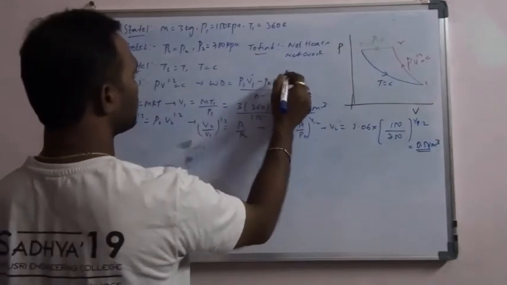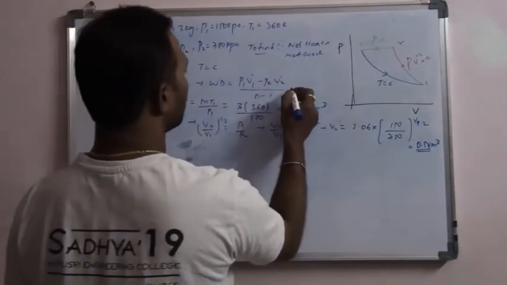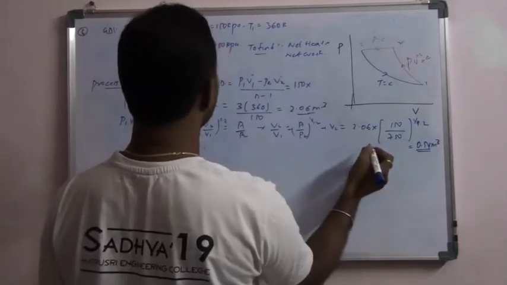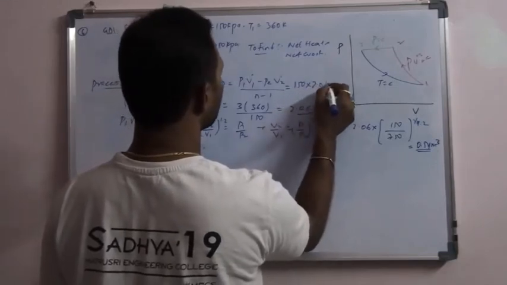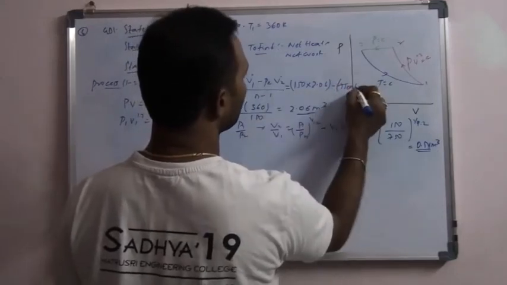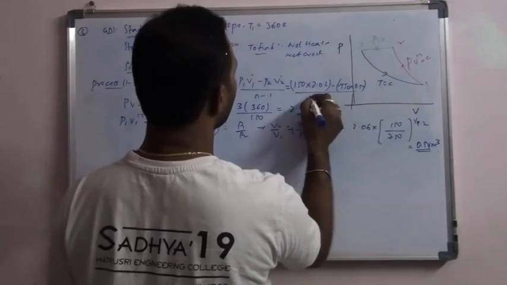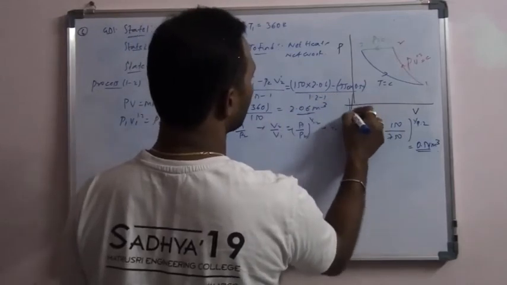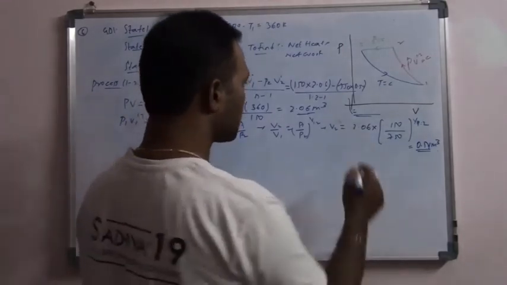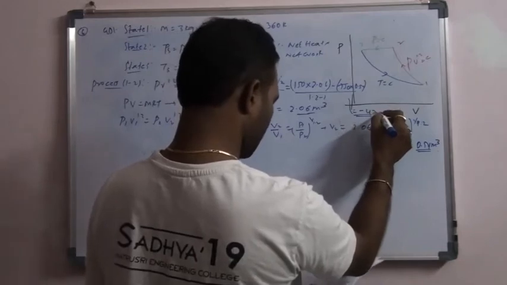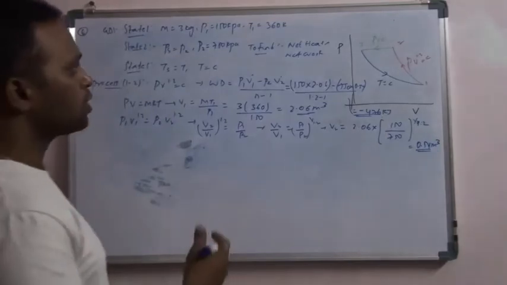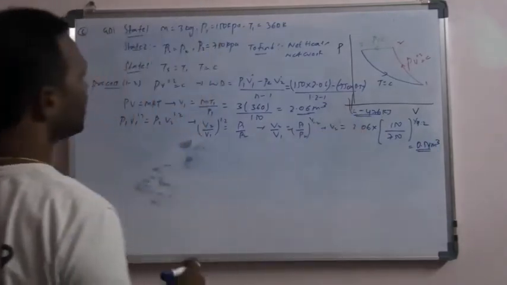So V1 is known, V2 is known, P1 and P2 are already known, and n is known. So directly substitute the values: P1 is 150 into V1, which I got as 2.06, minus P2 is 750 into V2, 0.54, by n minus 1, that is 1.2 minus 1. From this we have got the work as minus 476 kilojoules. Why is it minus? That is because of the compression work. Due to compression work, you have negative work. Okay, so now work is known.